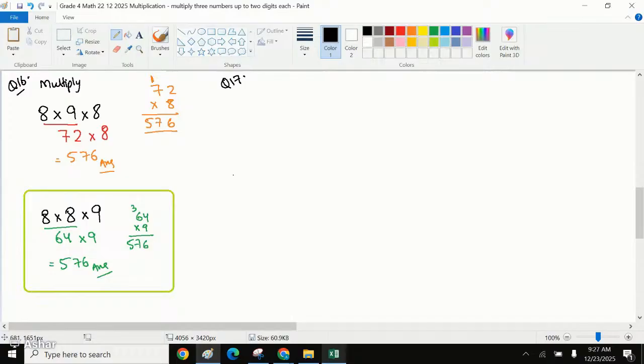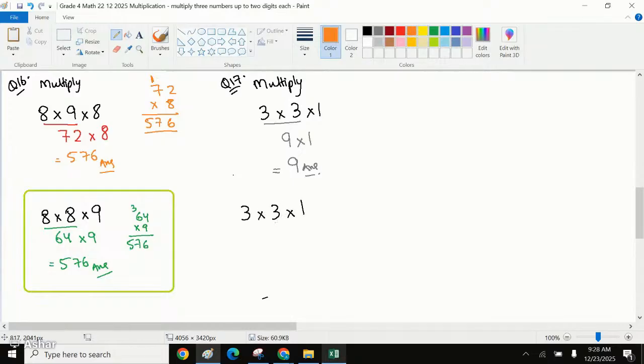Question number 17. Multiply 3 multiplied by 3 multiplied by 1. We know that any number multiplied by 1 stays the same. So 3 multiplied by 3 is 9, multiplied by 1 still stays the same, and 9 is your answer.